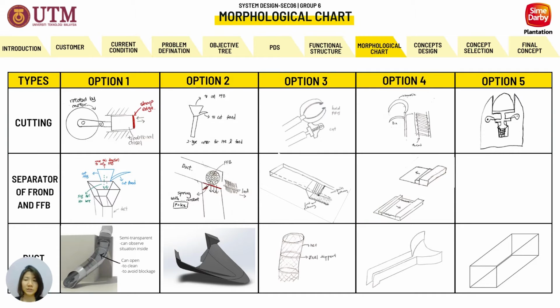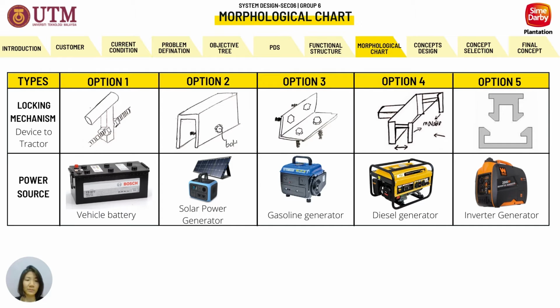In the morphological chart, there are 5 design criteria, which are cutting, separator of frond and FFB, duct, locking mechanism, and the power source. So each of us will brainstorm one idea for each criterion, and then they will later be used in the generation of individual concept designs.